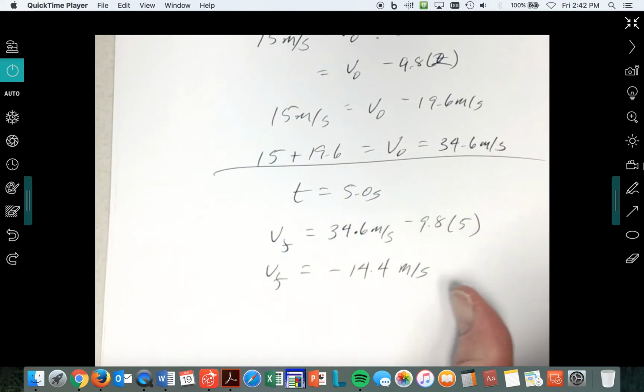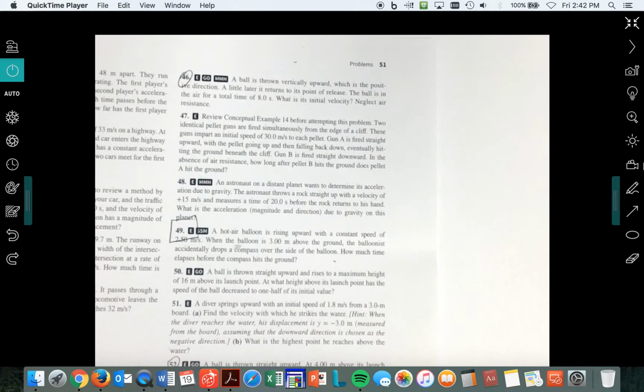All right, let's do one more, and then that's more than enough for today. So here we go. Let's look at 46. A ball is thrown vertically upward, which is the positive direction. A little later, it returns to its point of release. The ball was in the air for a total of 8 seconds. What is the initial velocity? Neglect air resistance.